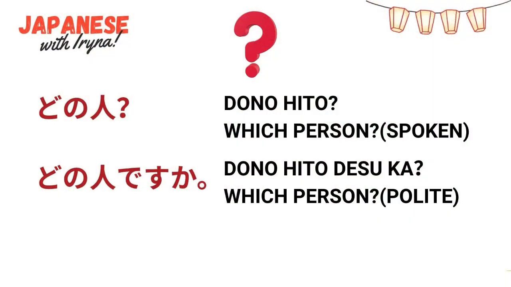どの人 which person spoken, どの人ですか? Which person polite. And also a very common question here is どの人 which person. Again, どの人ですか? When we ask どの人ですか, we don't mean what type of character this person has. We mean which one out of here. Yeah, so which person is Yamada-san? So どの人 which one? We don't ask about character or personality here.